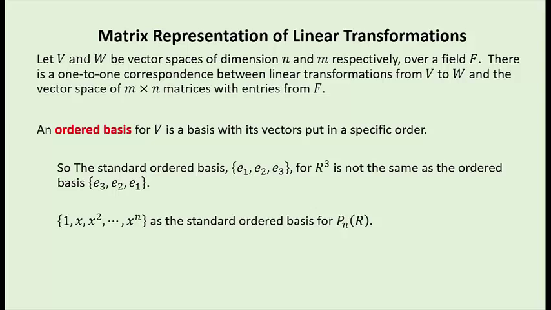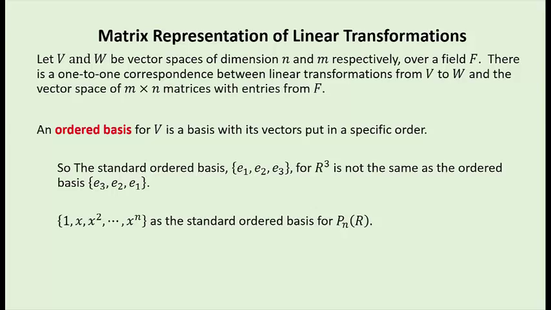For now, we just say that there is a one-to-one correspondence between linear transformations from vector spaces of dimension n to dimension m, and the set of m by n matrices. It's actually much more than a one-to-one correspondence, but we'll get to that later. But for now, just understand that for every linear transformation from V to W, there is an m by n matrix that represents it, and we're going to learn how to find that.